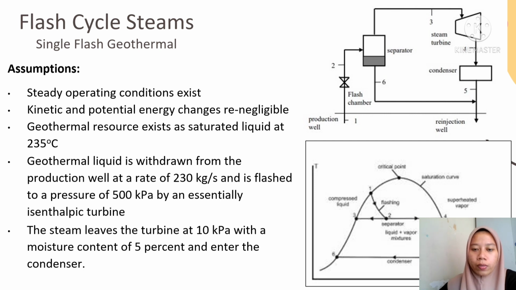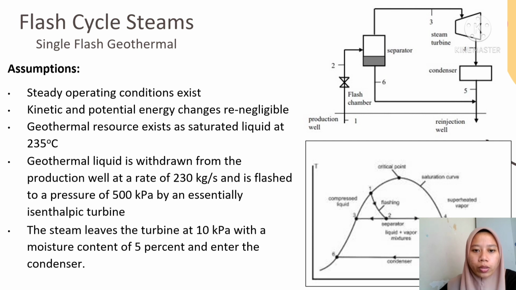cycle. From this cycle of single flash geothermal, we can make an assumption to calculate the work of the turbine, the energy input, and the efficiency of this cycle. So from this, we can make an assumption, which is the steady state operating condition exists, kinetic and potential energy change negligible, and the geothermal resources exist as a saturated liquid at 235 degrees Celsius.